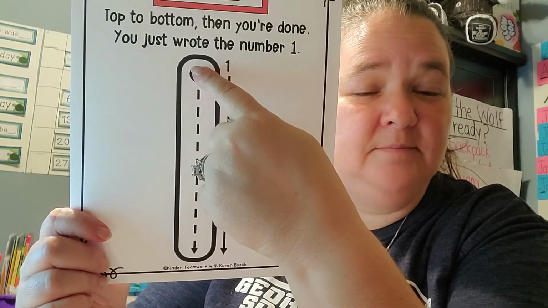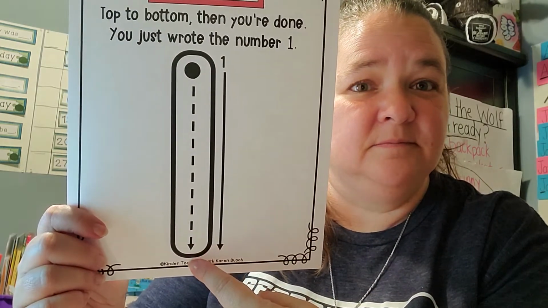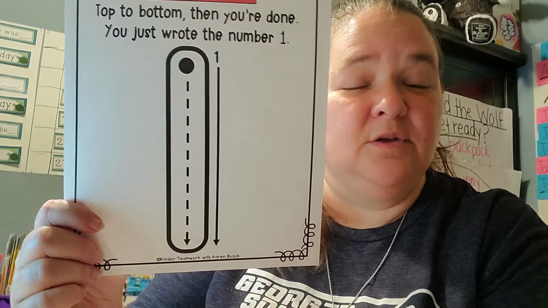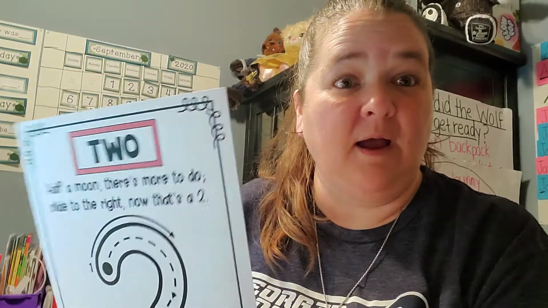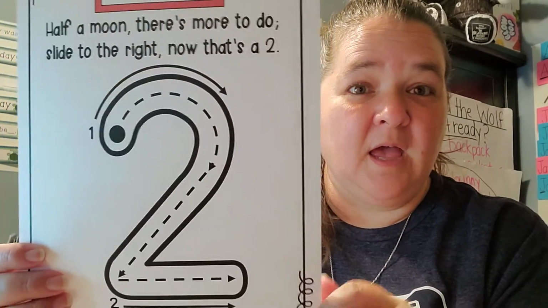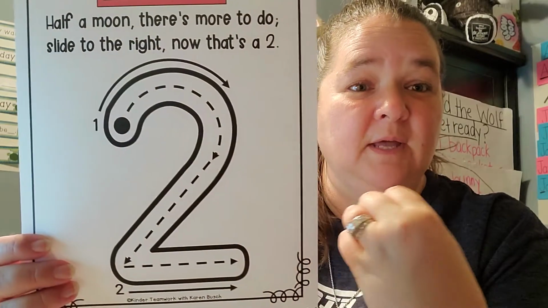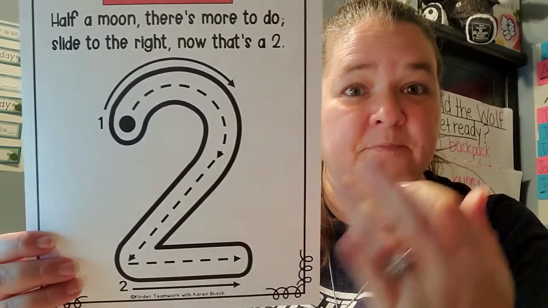Top to bottom. Now you're done. You just wrote the number 1. Remember, when I pause, you should be copying what I say, an echo. I say it, you say it, okay? Now we're going to do 2. I'm going to say the whole thing, and then we're going to echo a little bit at a time. And you're going to skywrite while we're doing it.